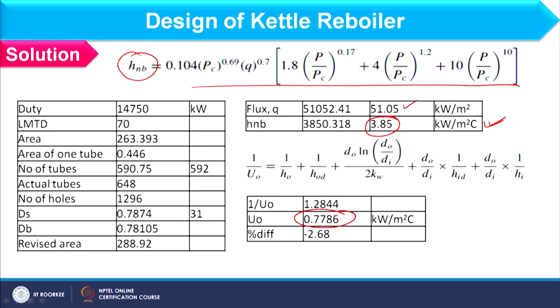Condensing side heat transfer coefficient, dirt factor, thermal conductivity of the material you know. So, we can simply calculate the overall heat transfer coefficient, and the value comes as 778.6 watt per meter square degree Celsius. So, we have an error of around 2.5%, which is acceptable. Further, we have to check the critical heat flux condition.